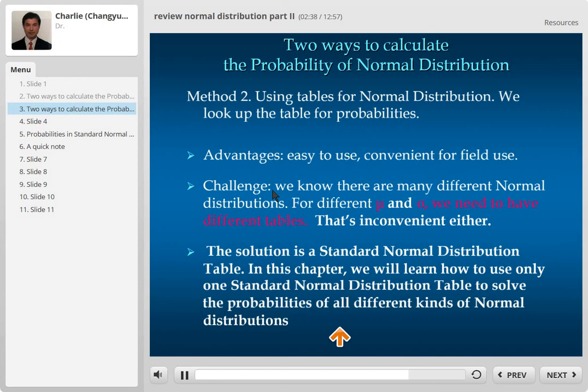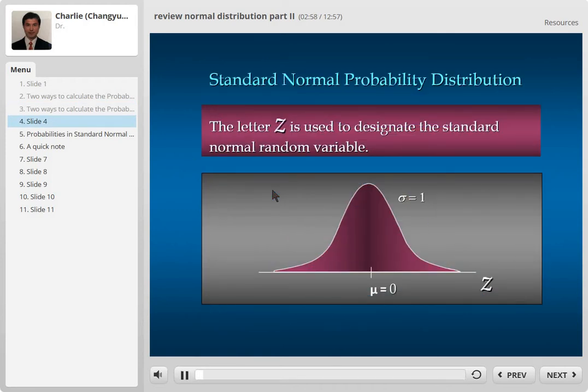In this session, we will focus on the standard normal distribution table. In the next session, we will learn how to use the standard normal distribution table to solve probabilities of all other different kinds of normal distributions. Let's focus on the standard normal distribution table.